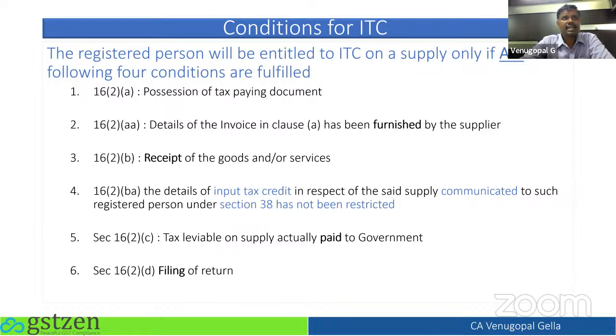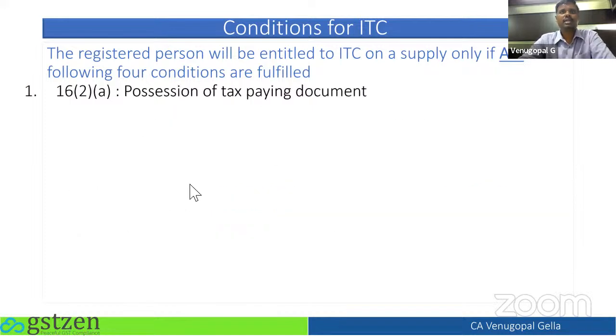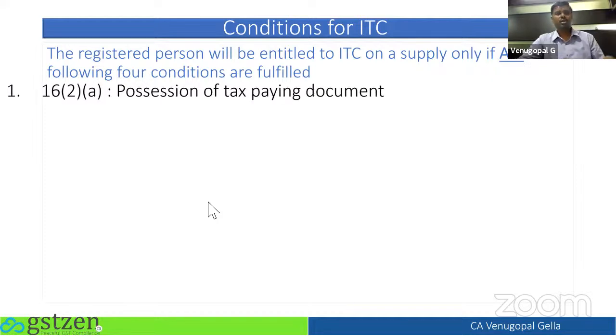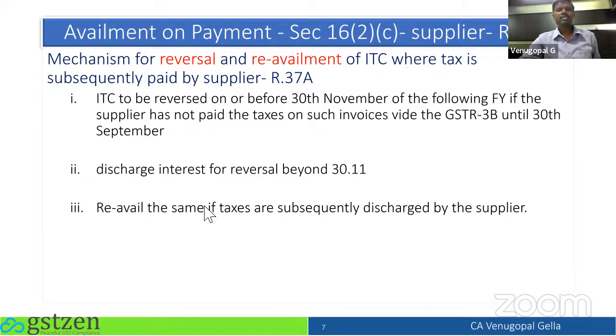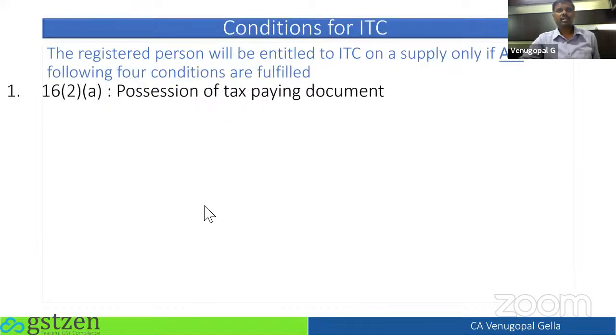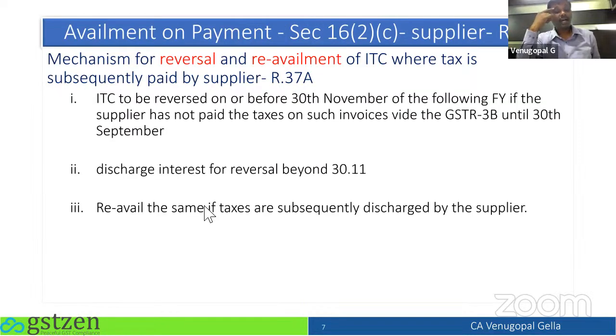Friends, these are the basic conditions one should be aware of on input tax credit. Any questions to anyone on the input tax credit, the conditions that are there, please put your questions in the chat. We will take it up appropriately. Now, moving further, these conditions, which are possession of the tax paying document and all those things, have to be ensured. The question is whether it is a pre-condition or post-condition. Now, I will say these conditions are to be ensured at the time of filing of the returns.